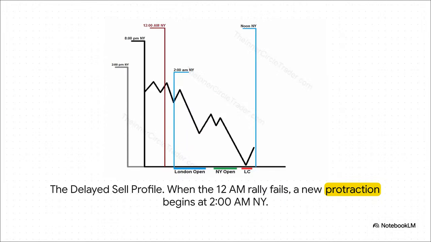And here's what that delayed profile looks like. Notice, after 12 a.m., nothing, no big rally. Instead, the market just waits. Then, right at that 2 a.m. marker, it stages a little rally. That's your delayed Judas swing, and it's your opportunity to get short before the price continues its path lower.